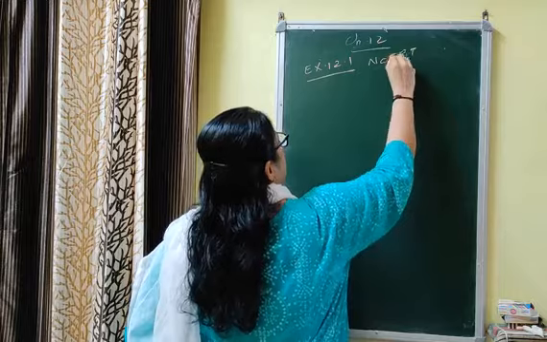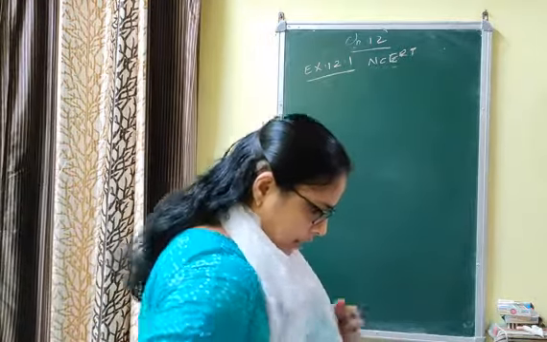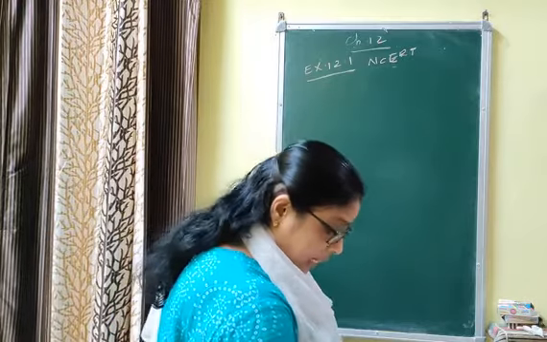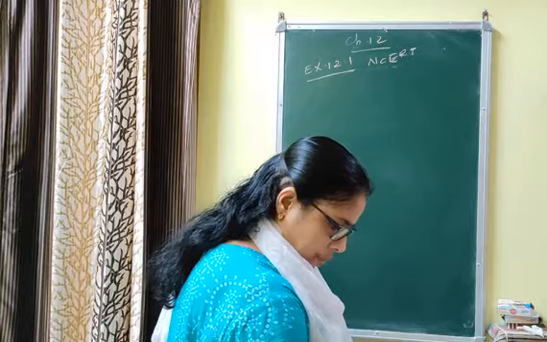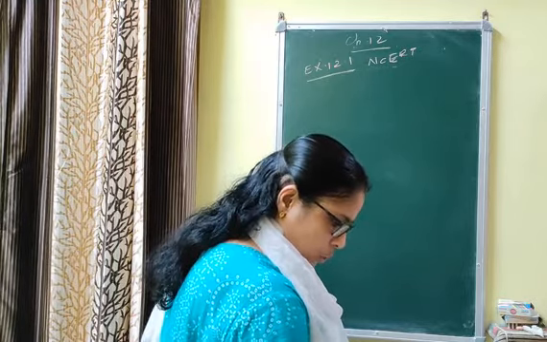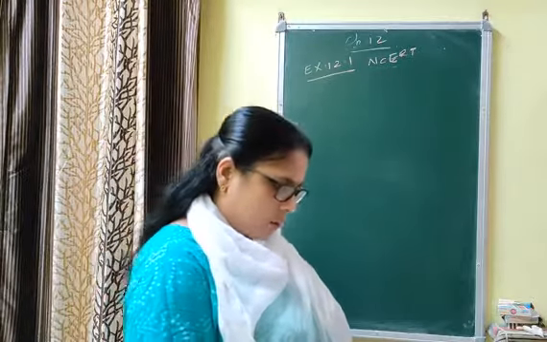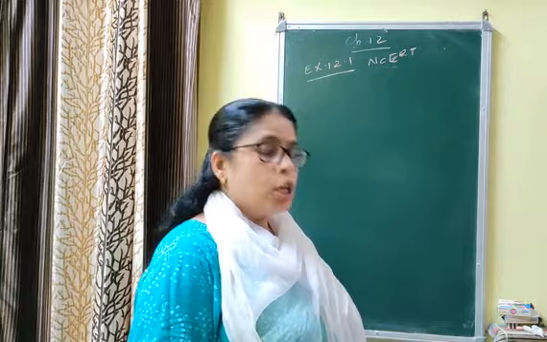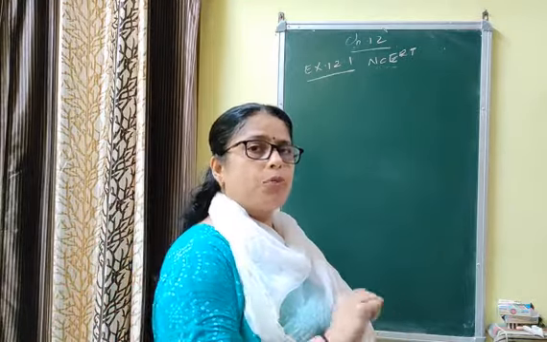First question. I am reading the question. The radii of two circles are 19 centimeter and 9 centimeter respectively. Find the radius of the circle which has circumference equal to the sum of the circumferences of the two circles. You are given two circles whose radii are 19 and 9 centimeter respectively. You are asked to find the radius of another circle whose circumference is the sum of these two.